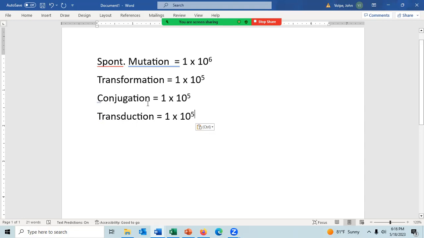And transformation and conjugation is one way a pre-existing gene can spread in the population. And now, instead of having one cell, which is mutant, we now have 2 cells that are mutant. Any question about any of that?